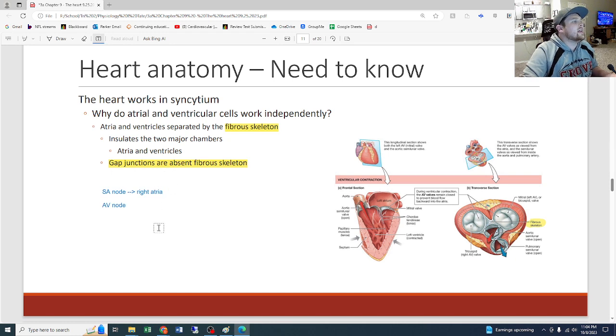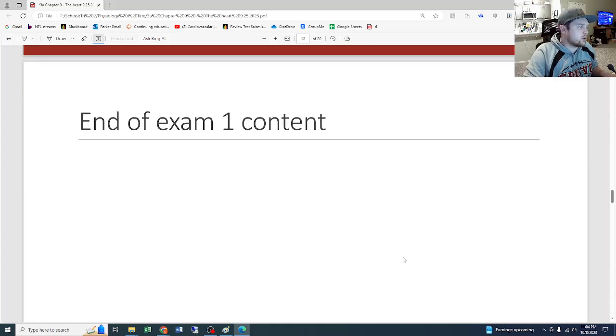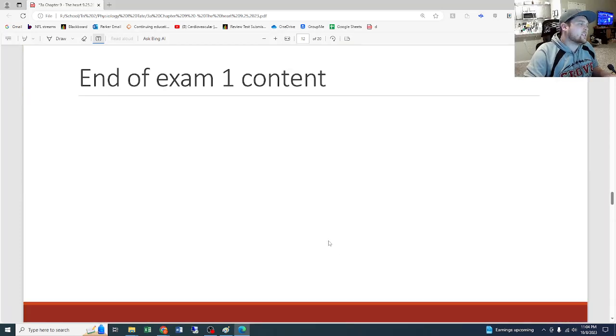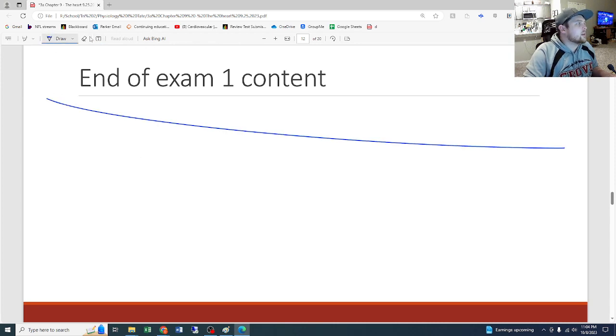And we'll get into the in-depth portion of that when we start talking about the electricity of the heart and how we measure all of that. Okay, so up to this point right here, this is where exam 1 content ends, right here, according to this professor.